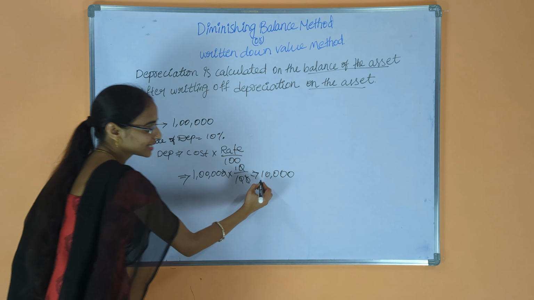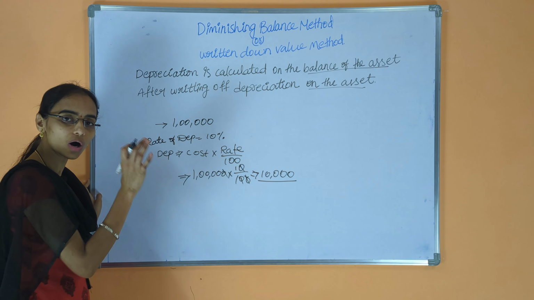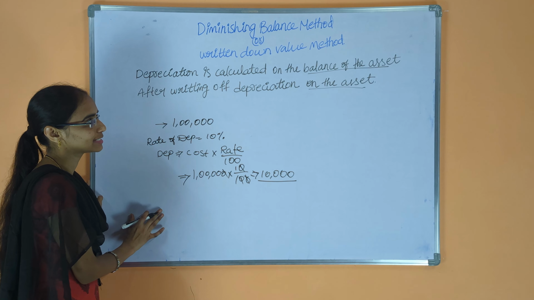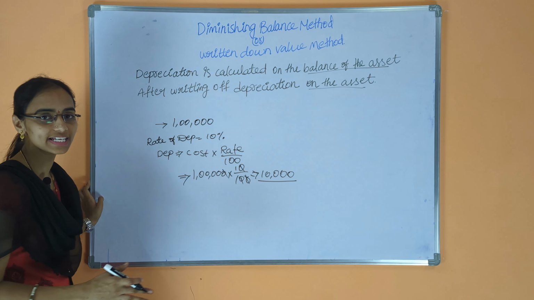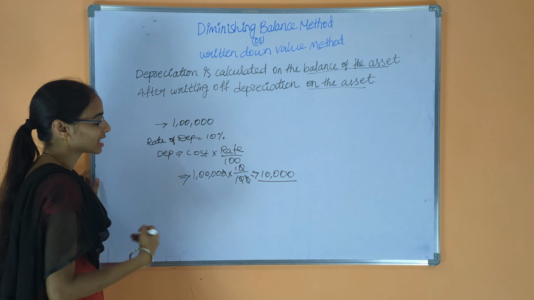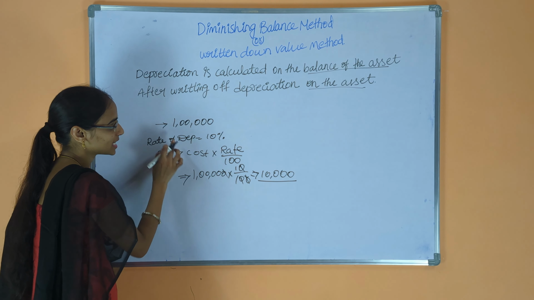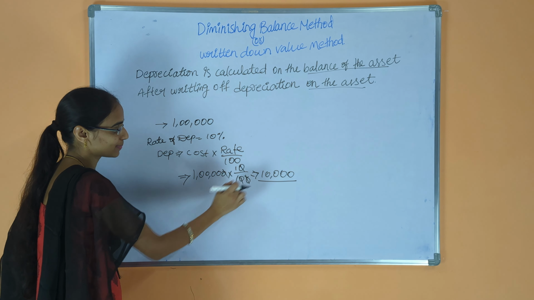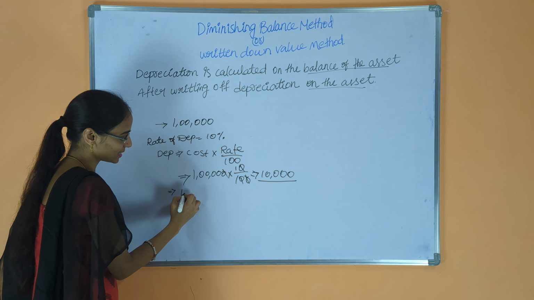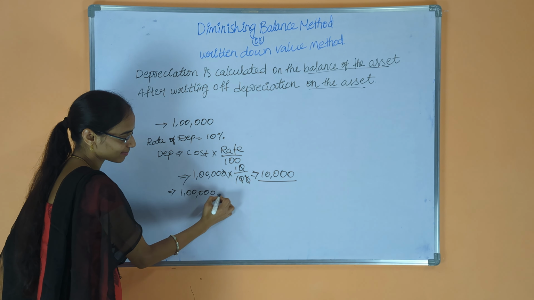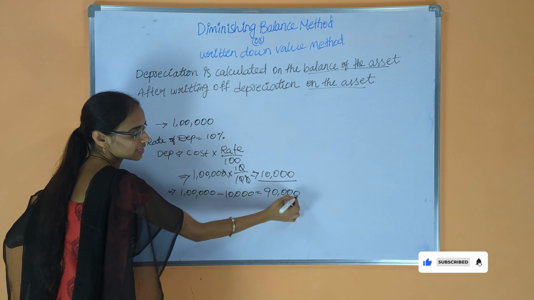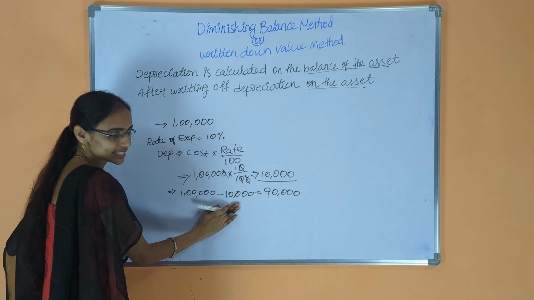In the straight line method, this 10,000 is constant for all the years, but not in this method. In this method, the depreciation changes every year. This method is called the diminishing balance method. Now, how will it change? See here. The first year depreciation amount is rupees 10,000. From the value of the asset, we deduct this depreciation amount. So 1 lakh minus 10,000 is 90,000, the cost of the asset after deducting this depreciation.